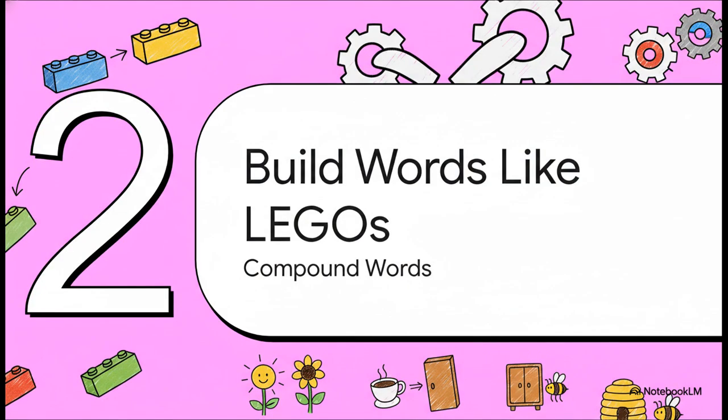Okay, our first strategy is all about building your own words. I want you to think about it like playing with Legos. You take two small, simple blocks that you already know, you click them together, and suddenly you've built something totally new and useful. This is the magic of what we call compound words.